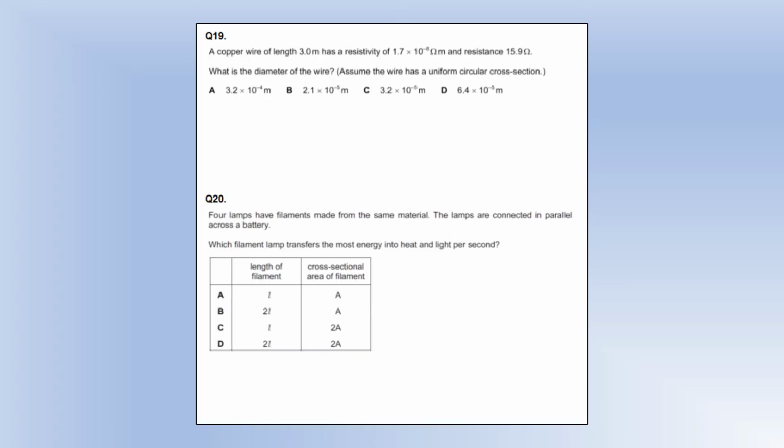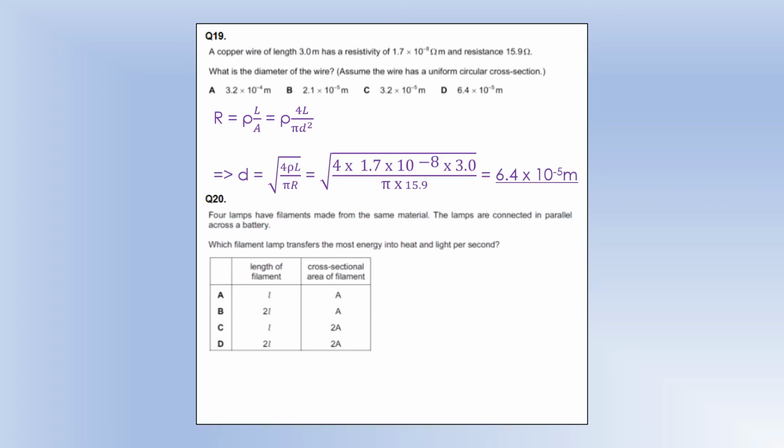A copper wire of length 3 meters has this resistivity and resistance 15.9. What is the diameter? This is the equation we want, and in place of area I'm going to put πd² over 4. Then we rearrange to make D the subject, plug the numbers in, and we get our answer, which is option D. So it's just some rearranging here.